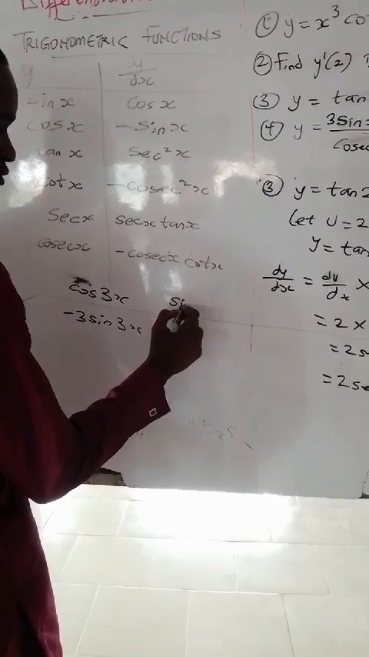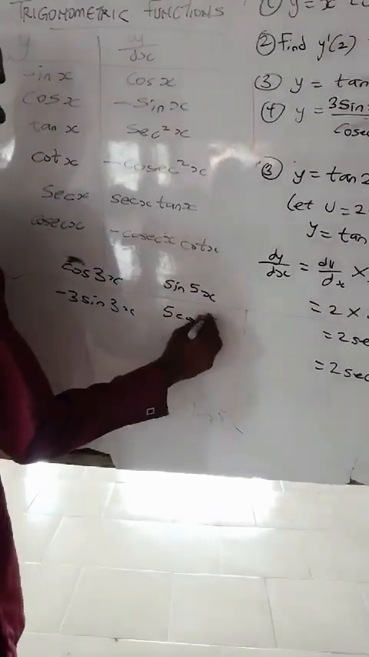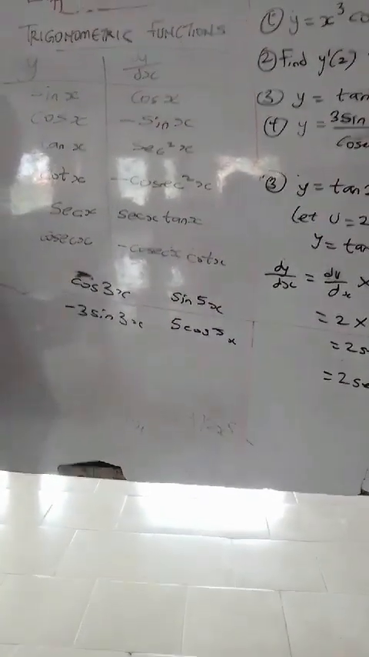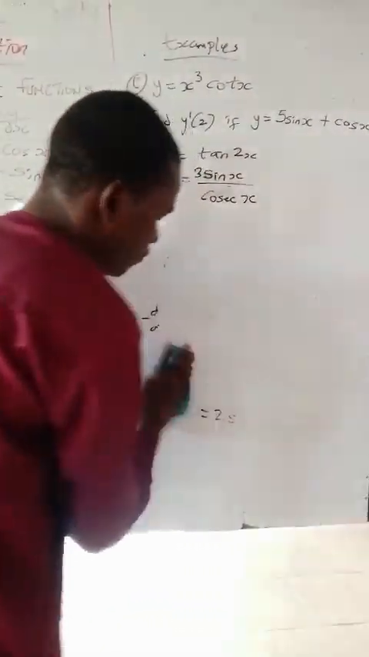What if they say sine 5x? That was 5 cos 5x. As simple as ABC. I think that's all. Then moving to the last one, that's question 4.